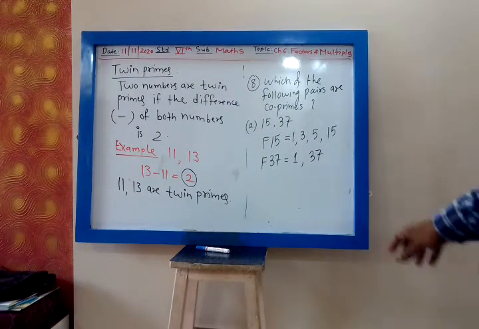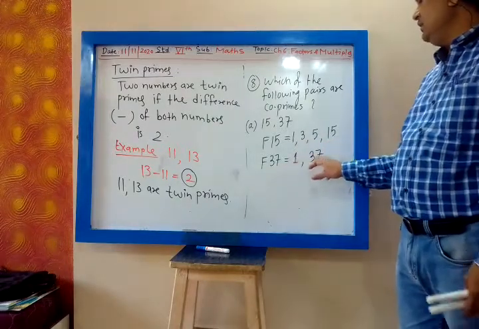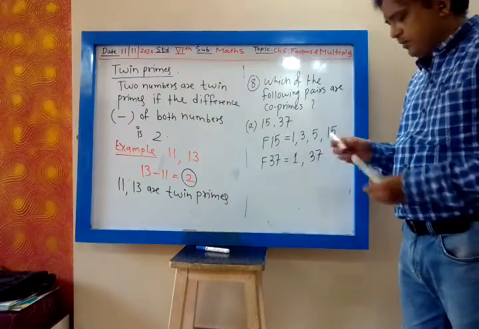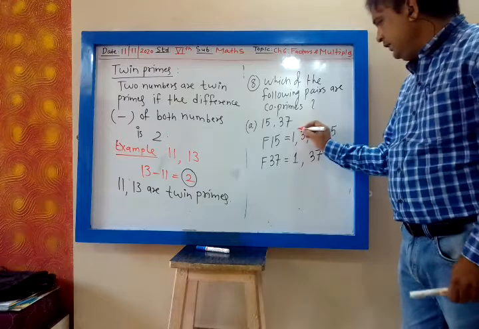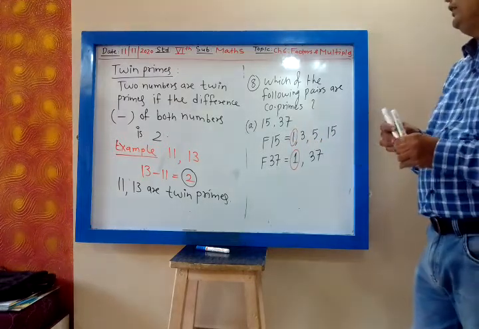Factors of 15 are 1, 3, 5, 15. Factors of 37 are 1 and 37. So, which factor is common? 1. So, they have 1 as the only common factor.